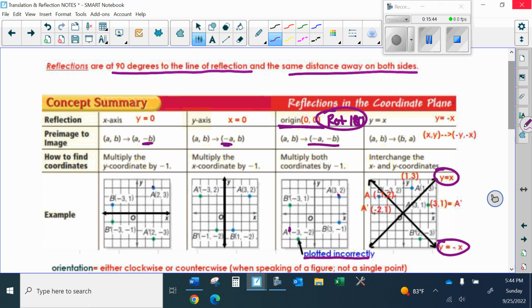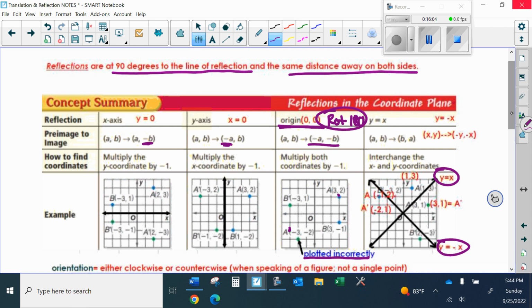Reflection over the x-axis. See, (2, 3) becomes (2, negative 3). Same distance away, 90 degrees to the line, same distance. That was a distance of 3, that's a distance of 3. 90 degrees to the line, same distance away. Okay, one away in each. That's always how you do reflections.